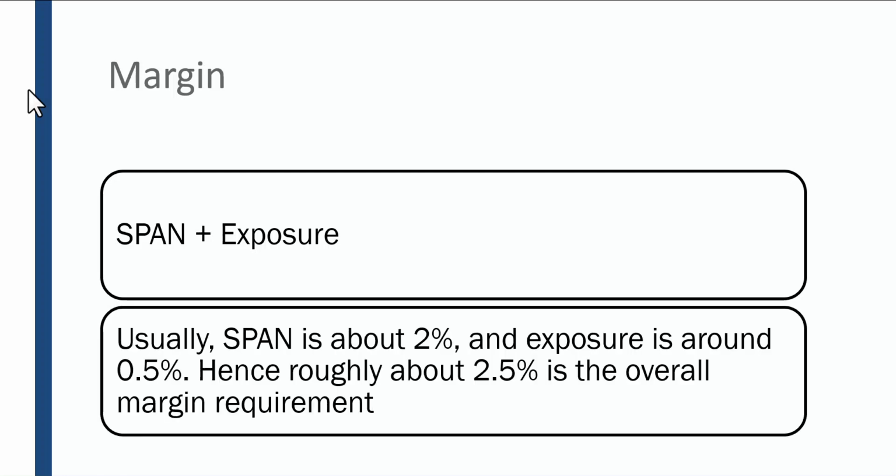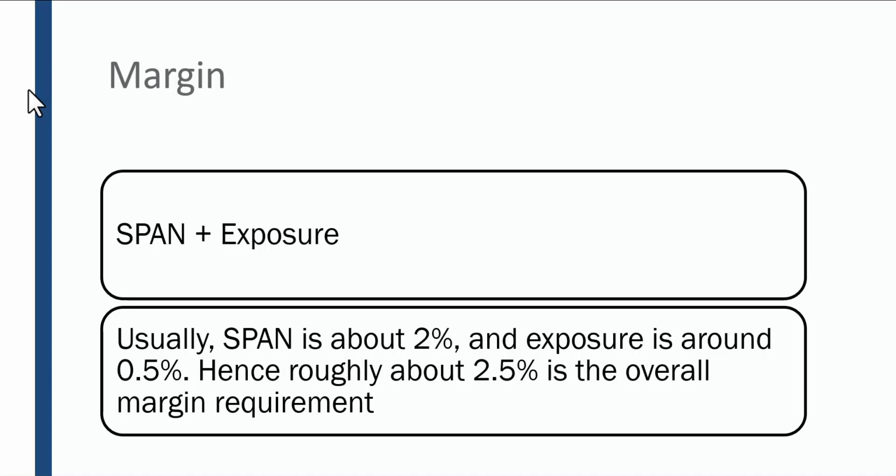Usually the span is about 2% and exposure is around 0.5%. Roughly you have to pay 2.5% of the order value. Suppose it is 83 lakhs, you have to deposit 2.5% of it before you enter into a trade.